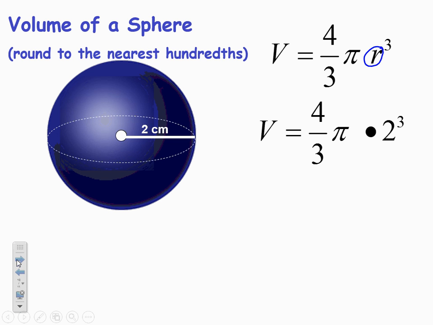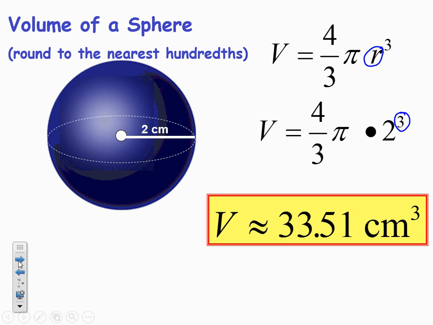From here, ladies and gentlemen, we can plug this all into our calculator. Okay, we need to make sure we know how to use our 4/3. We also need to know where this cube is. If you don't know how to put in a cube in your calculator, make sure that you ask, okay? Once we plug that all in, we're going to have the volume equals 33.51 centimeters cubed, because now we're back to volume, and volume is cubed.